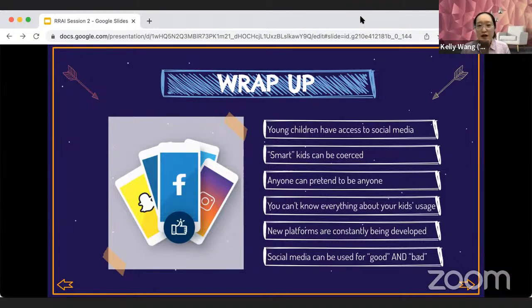I also want to point out that smart kids can be coerced. You may say that, well, my kids are smart. They know social media, they know safety, they know stranger danger. They're not going to do anything stupid. The sad thing is a lot of scammers or strangers are smarter because they're adults, and any kid can be coerced, unfortunately. Also online, anybody can pretend to be anyone. And that's definitely a point to stress to children, to not trust anybody on the internet and to verify their friend or a family member's authentic self, just to make sure it's really them.